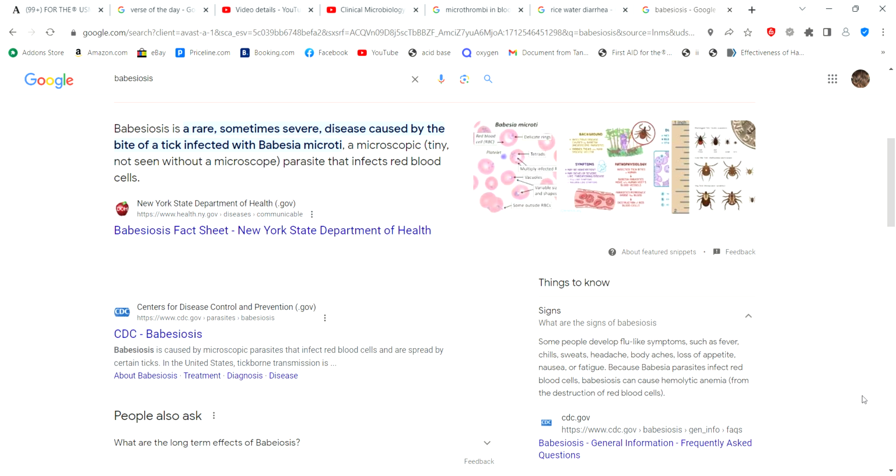I'm gonna just make a note of that. Lyme disease: Borrelia, Anaplasma, and Babesia, all transmitted by the Ixodes tick.